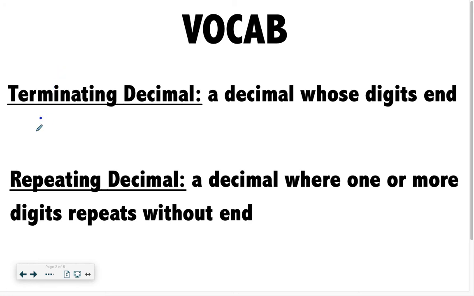So an example, if I said 0.25, that's an example of a terminating decimal, or even if I said 0.1. That number stops, okay? Terminating means it stops.